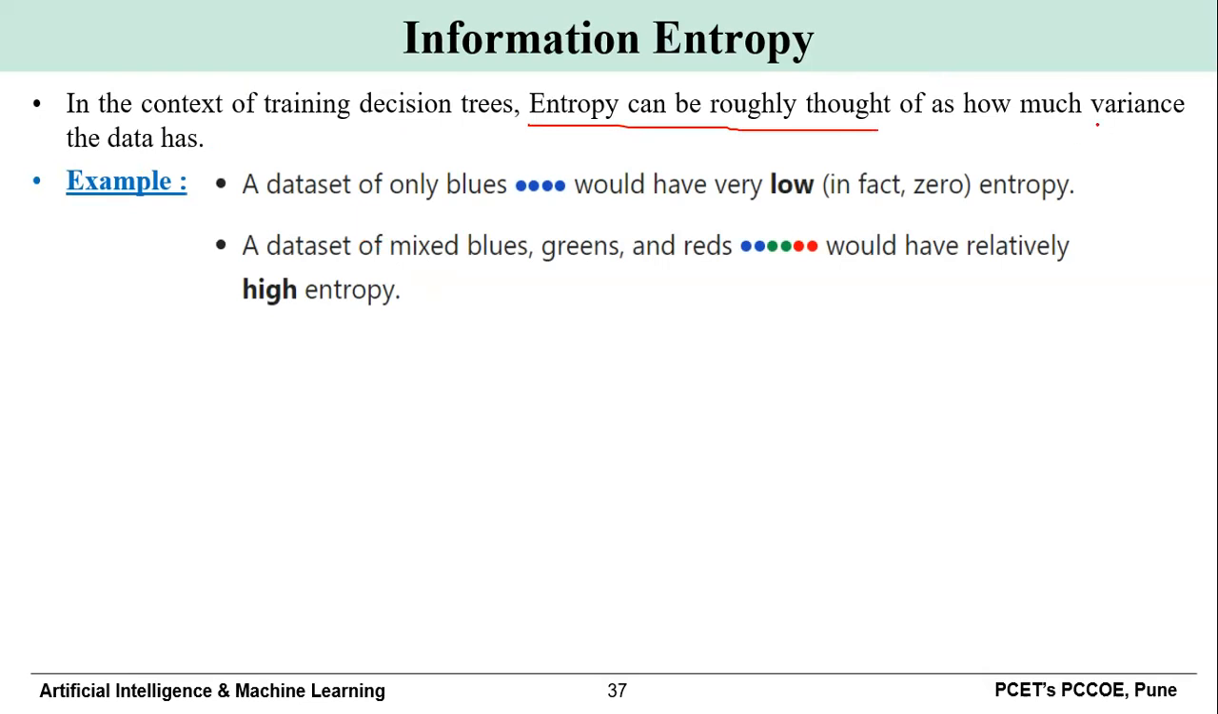When we say variance, we talk about the spread of the data or different sets of data. For example, in the first example, you can say that a data set has only blue dots. You can see here only blue dots are there. So there is little variation because only one type of dot is there. So in this case, we say that there is low entropy because variation is not there.